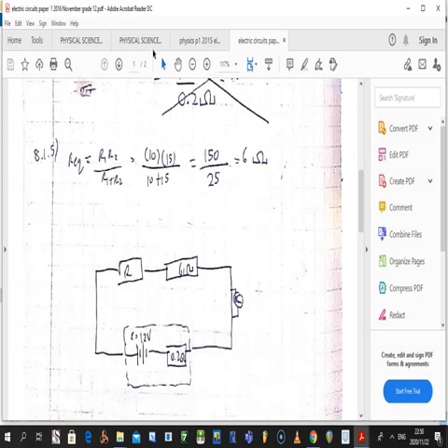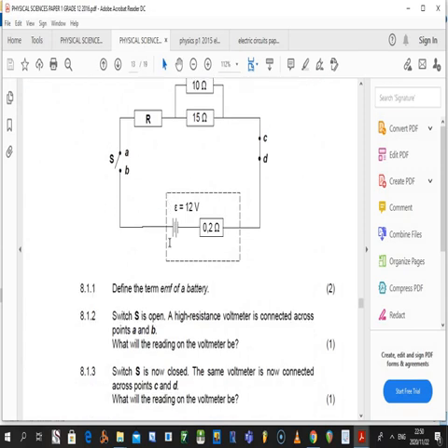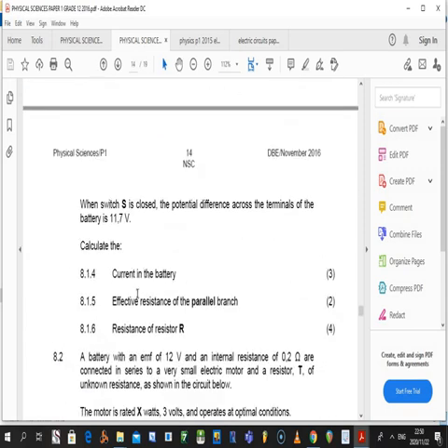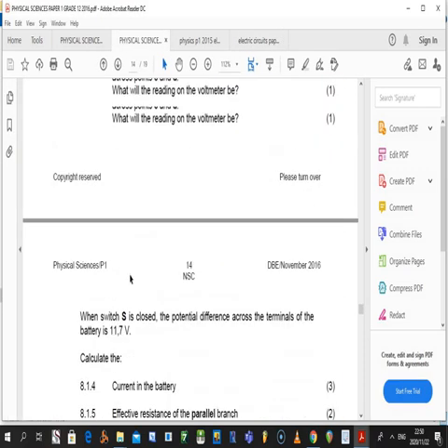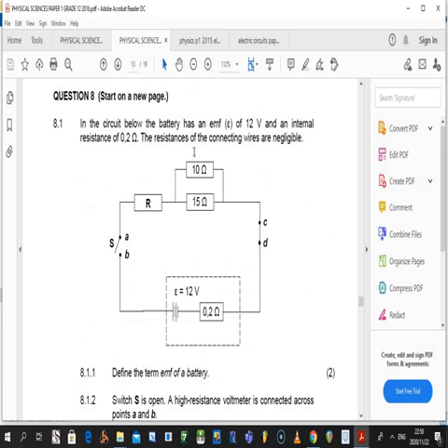Okay. So, calculate the effective resistance of the parallel branch. Very easy question as well. The parallel branch is here. Calculate the resistance.